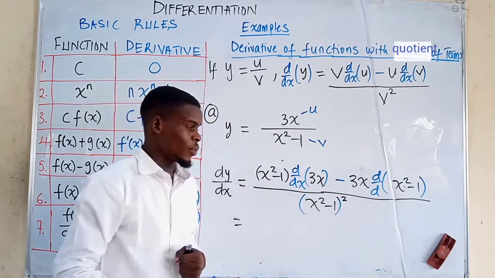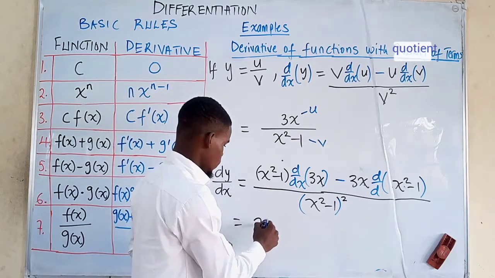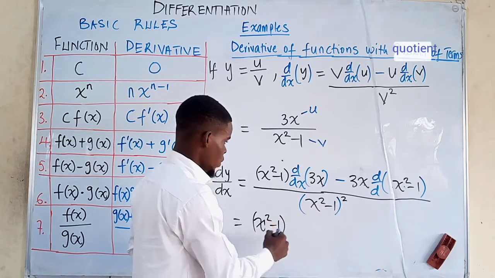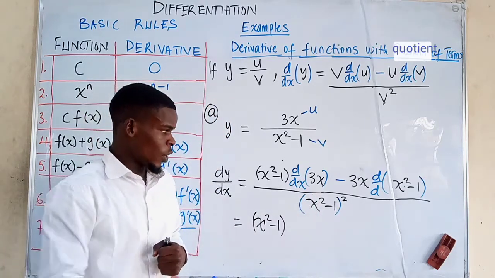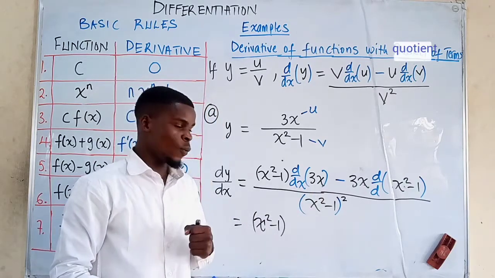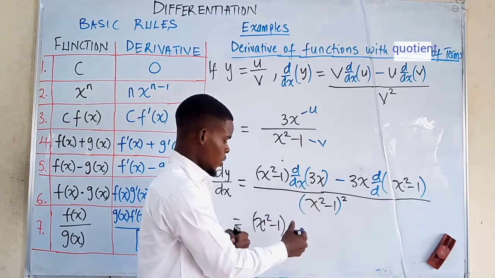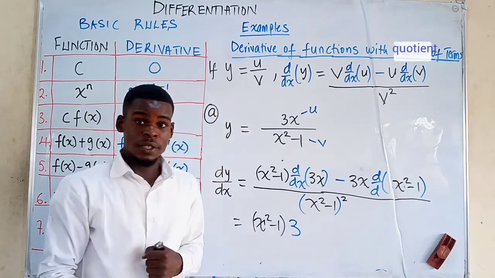Let's enter the derivatives. We have x squared minus 1 here, multiplied with the derivative of 3x. We keep the 3 and differentiate the x. When we differentiate x with respect to x, we just have 1, and 1 times this 3 just gives us 3. So the result of that differentiation is just 3.